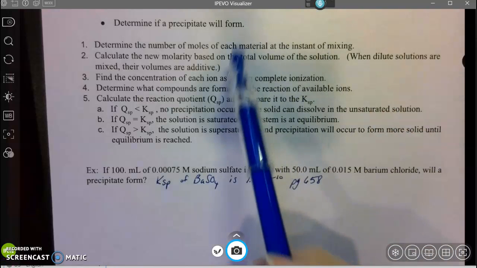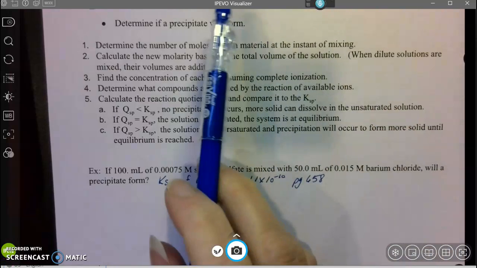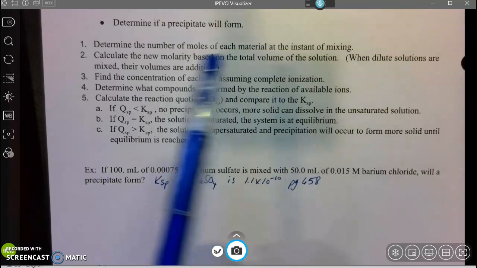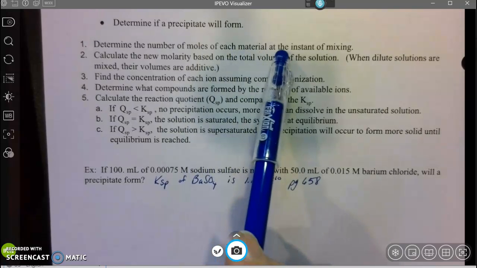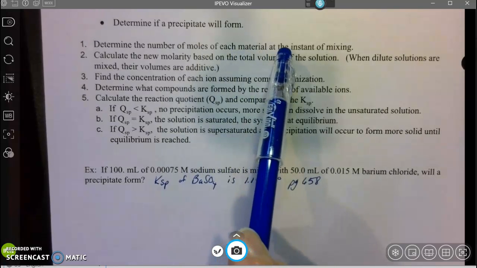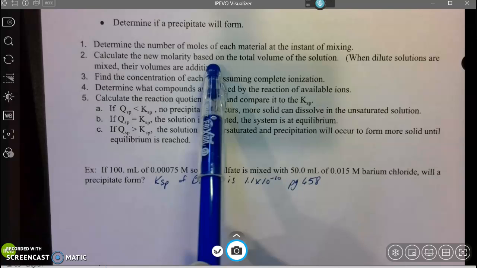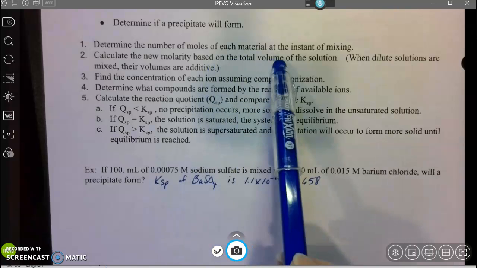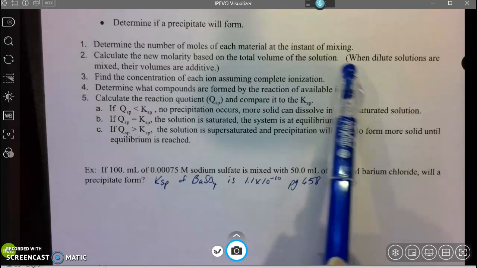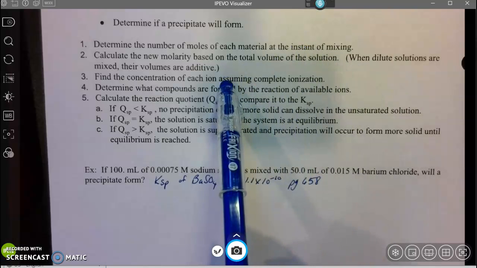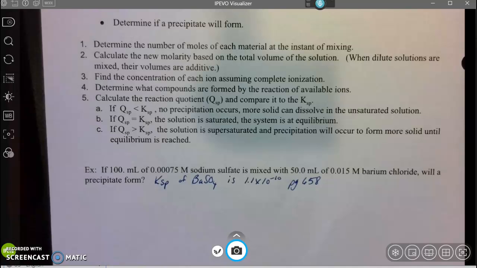All right, we can use KSP to predict if a precipitate will form. So are there enough ions present or enough moles of each material? That's your first thing that you determine in a problem. And then you're going to calculate molarity based on the total volume of the solution. So if you're mixing two, you're going to add them. And then you're going to find the concentration of each ion, assuming complete ionization. So that would be the maximum number of ions present.